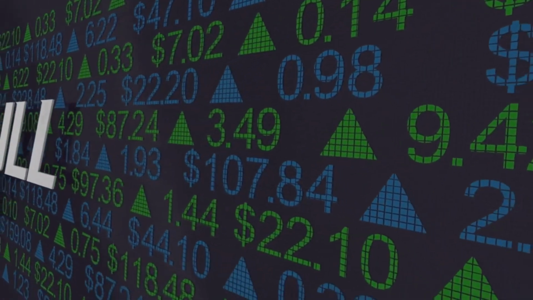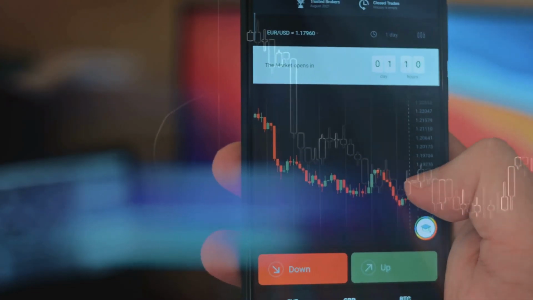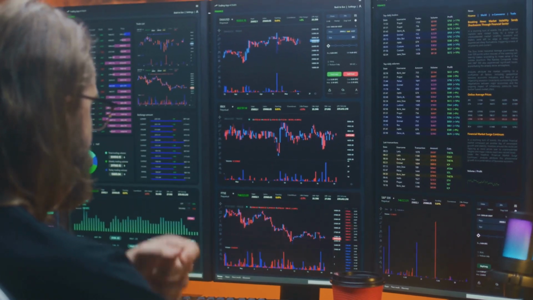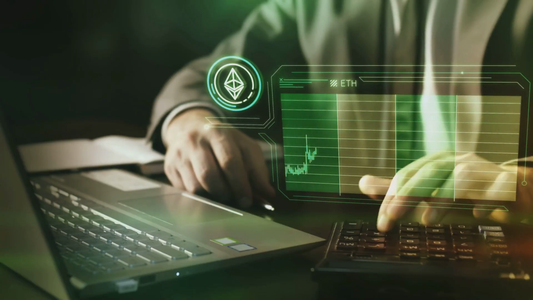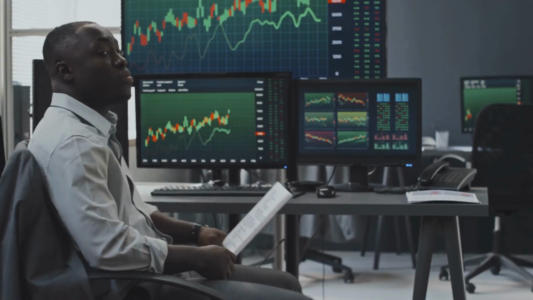Overbought doesn't always mean sell. Oversold doesn't always mean buy. Use sound judgment and risk controls. These tools enhance your analysis, not replace it. Mastering them can improve your trading decisions. Always trade with discipline and perspective.